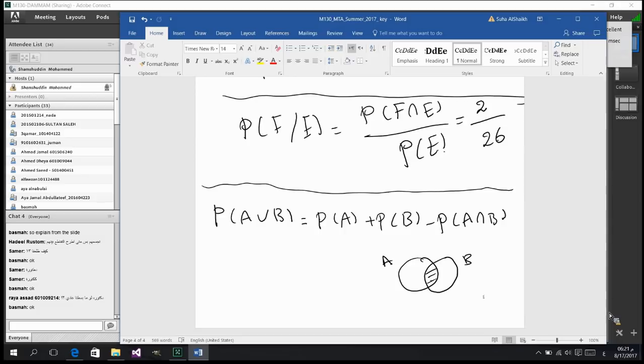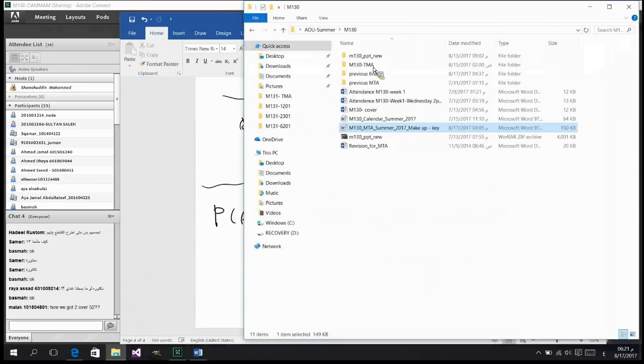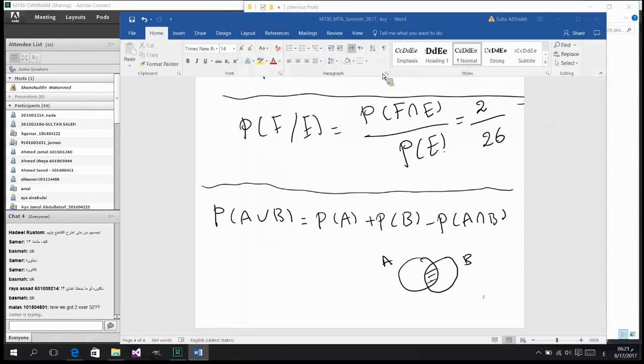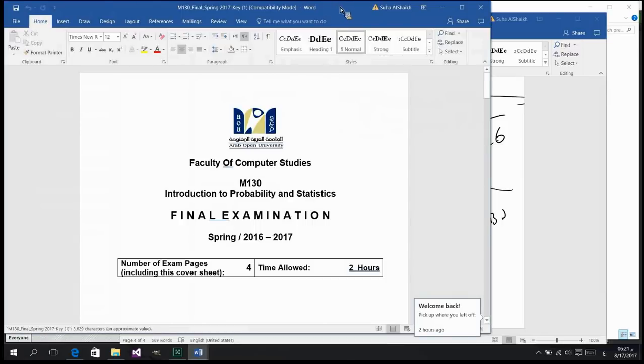So this is the general rule for the union. In case I have intersection, I need to subtract it. In case I don't have intersection, no need to have this part there. But this is the general rule that we need to use. Let's go to a final. Let's go to a final now.